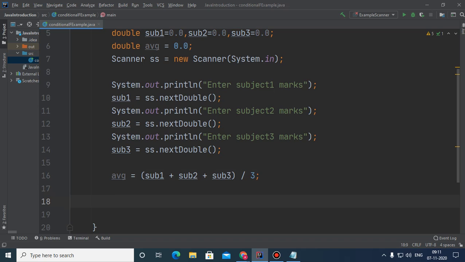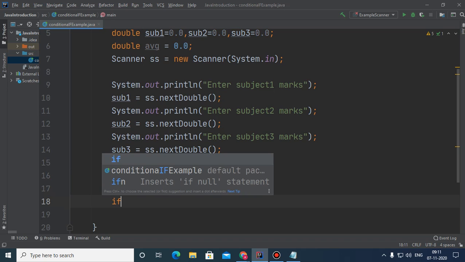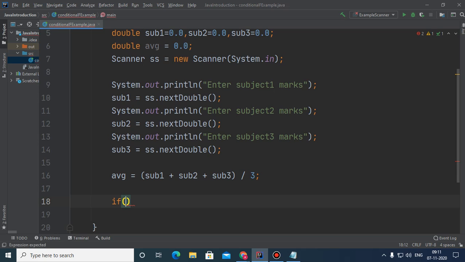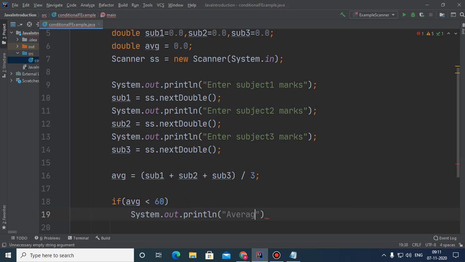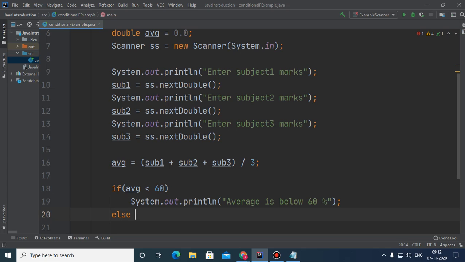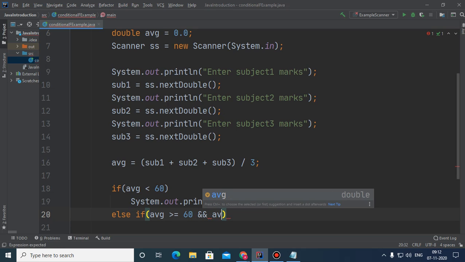And now you need to put the conditional if. So that is if average marks are less than 60, simple method will come like average is below 60%, else if average is greater than or equals to 60, and average is less than or equals to 80.